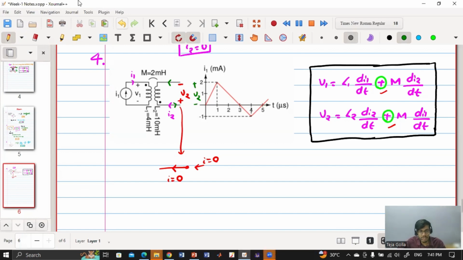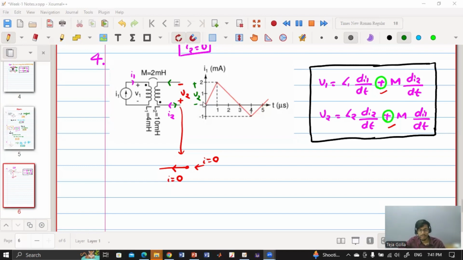So first I have assumed the current is entering the dot, which means whichever terminal the current is entering, that will become positive. So that's why I have considered plus and minus V2 like this. But if you are considering the current in this direction, then this will become plus.